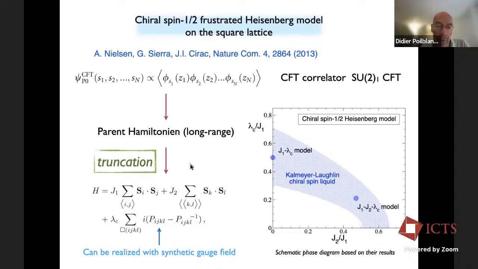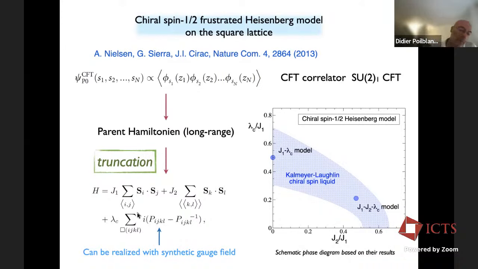But what they also show in the same paper is that they take this long-range Hamiltonian and truncate it to the short-distance terms. Then they show that this short-range Hamiltonian actually hosts the chiral spin liquid phase. So the long-range terms in the Hamiltonian are not essential. They end up with a very simple model on a square lattice, with the usual Heisenberg nearest neighbor and next nearest neighbor interactions, J1, J2. In addition, they have a cyclic permutation operator on the plaquette of the square lattice.